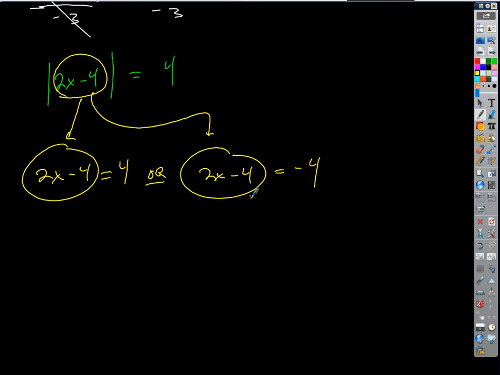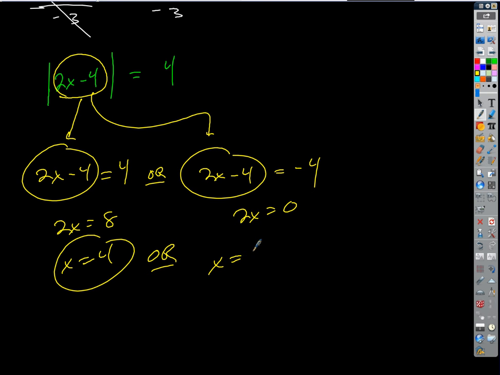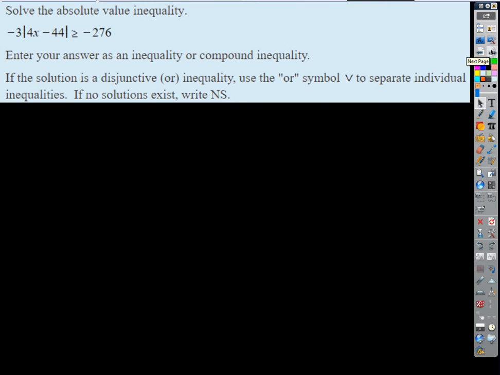So if I add 4, I get 2x equals 8, so x equals 4. Or if I add 4 here, I get 2x equals 0, so x equals 0, right? Those are my two answers. Okay? So what about inequalities? With inequalities, same deal.